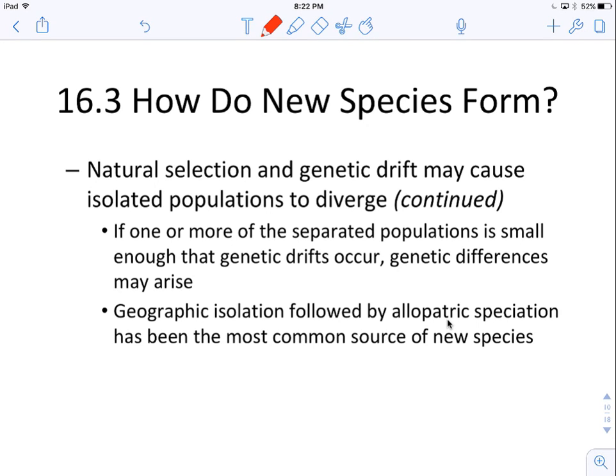If one of the separated populations is small enough that genetic drift occurs, then the genetic differences may arise relatively quickly. Allopatric speciation is the most common source of new species.